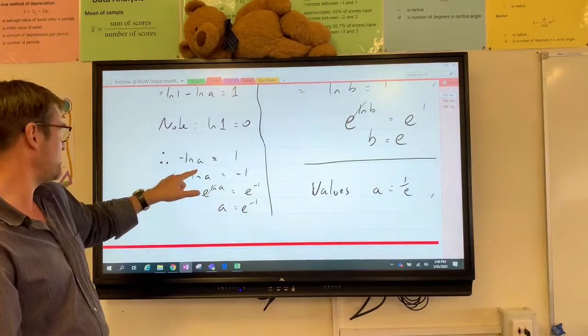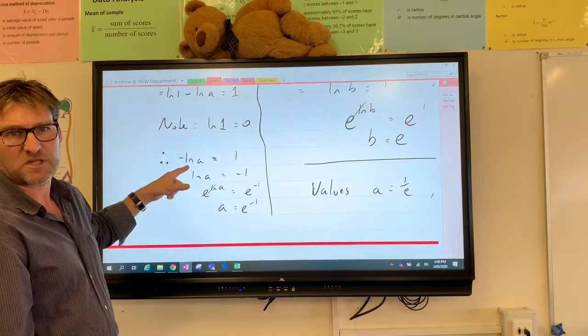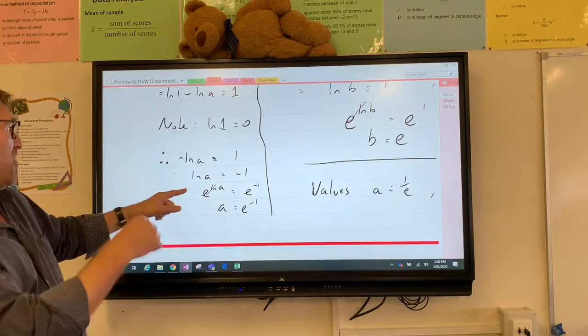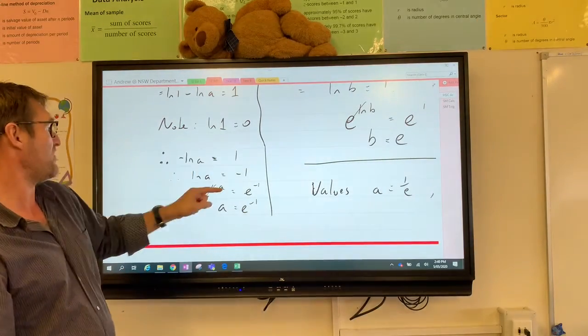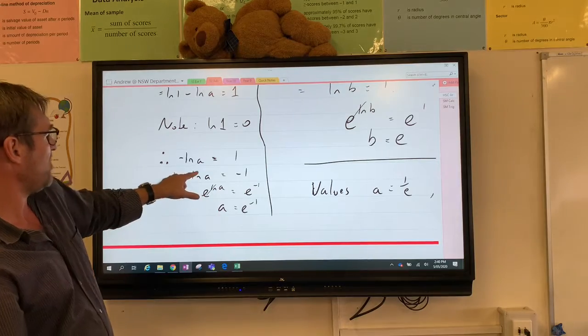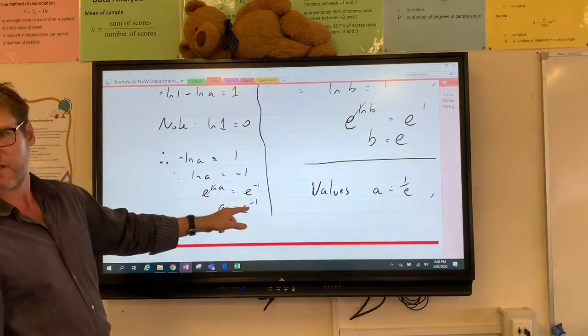How do you solve this? How do you get rid of the log? Do you remember that? E. So if you take the power of E, and I didn't like the minus one here, so I've moved it to the other side, I've just got E to the log A, which cancels the E and log A out. So I've just got A equals E to the minus 1.